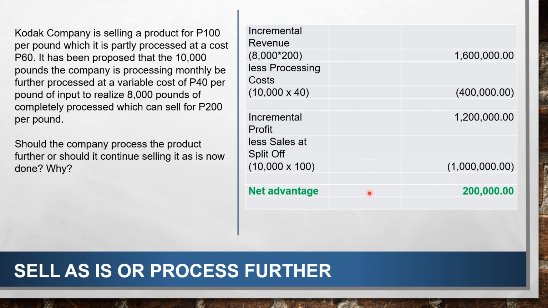So if we process it further, it will give us 200,000 more net advantage, more profit. Okay, so if you analyze it in a different way, if you sell it now, it will just give us 1 million. But if you process it further, it will give us 1.2 million. Okay, so our decision is to process it further for a net advantage of 200,000.